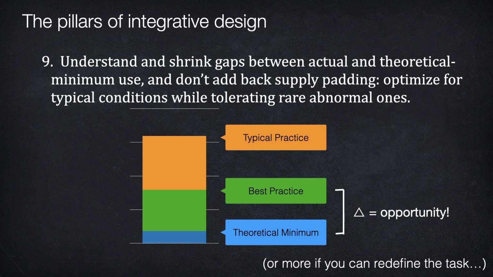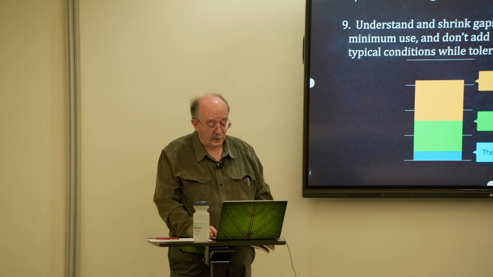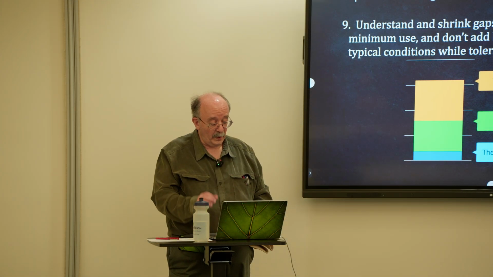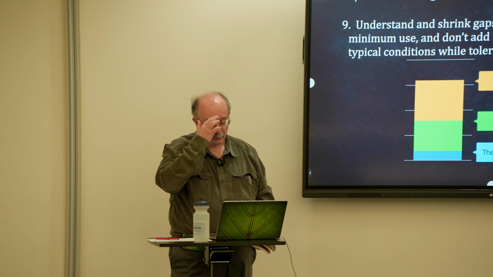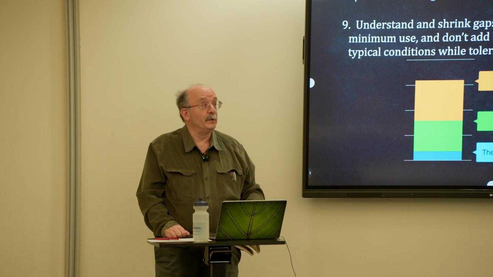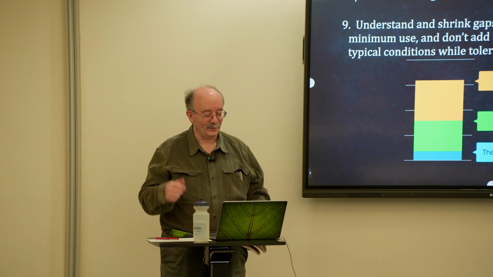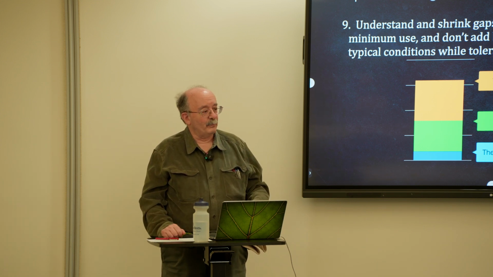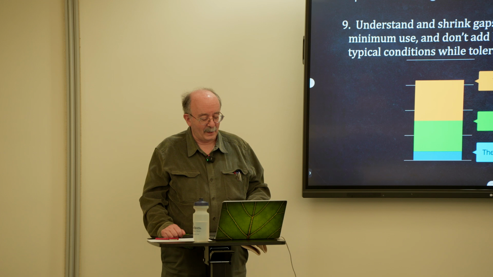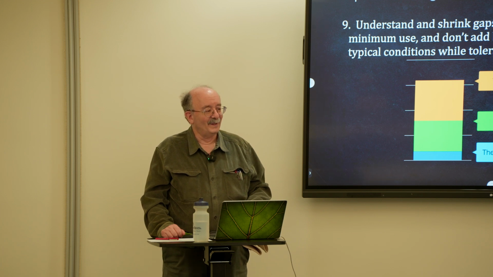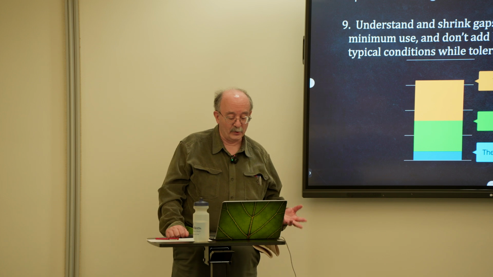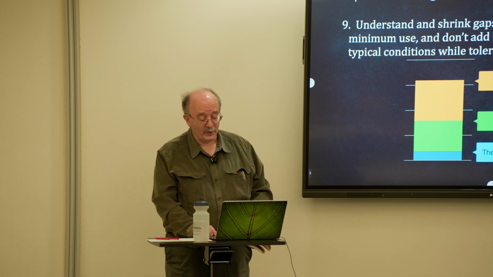Along the way, you may even find that doing a different and easier task instead can better fulfill the ultimate purpose you defined in Pillar 3. Like maybe instead of improving the lighting system, open the curtains. Then once you've pared to essentials, don't add back padding on the supply side. Design to tolerate rare conditions, often by smarter means than enlarging supply, but optimized for the conditions that occur most of the time.